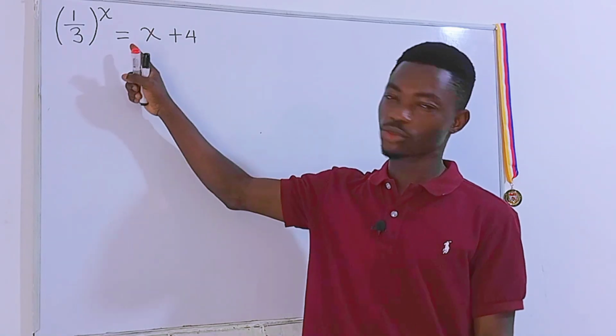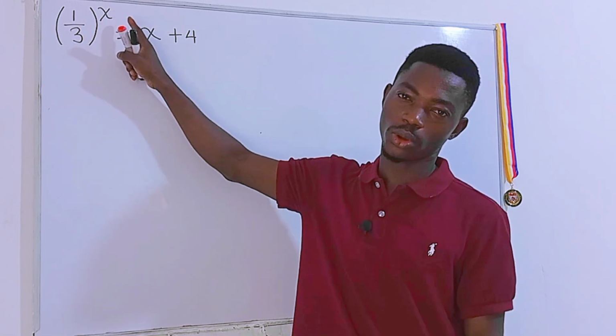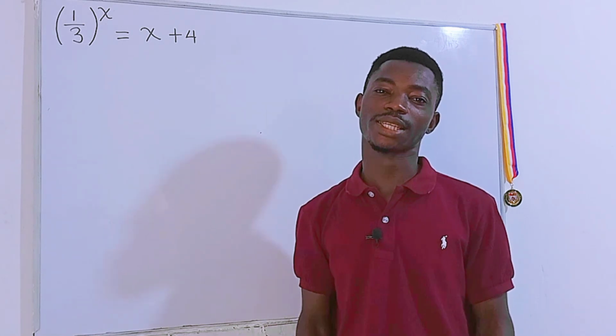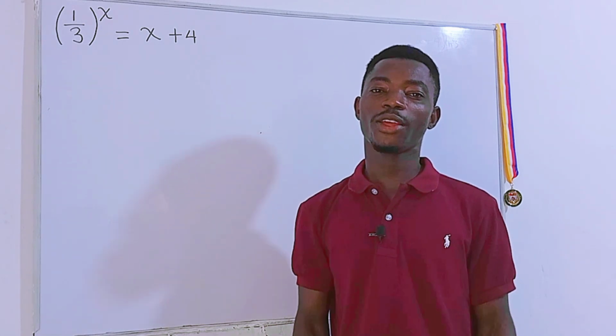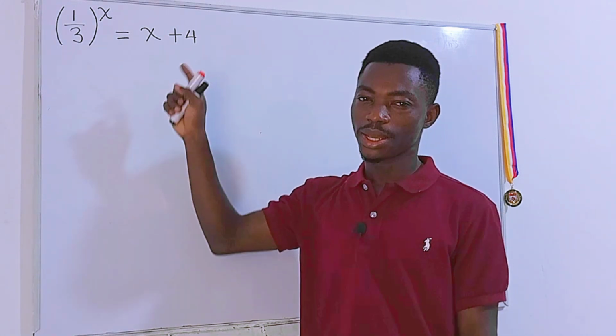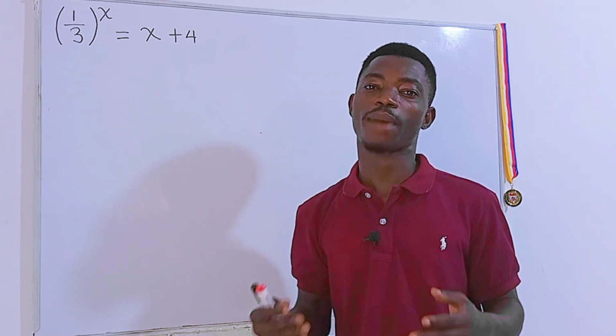We have this interesting question right here: (1/3)^x is equal to x plus 4. And we have to figure out what the value of x is actually going to be. A lot of people would like to use the guess and check method when it comes to problems like this. But the purpose of me making this video is to show how to solve this step by step.